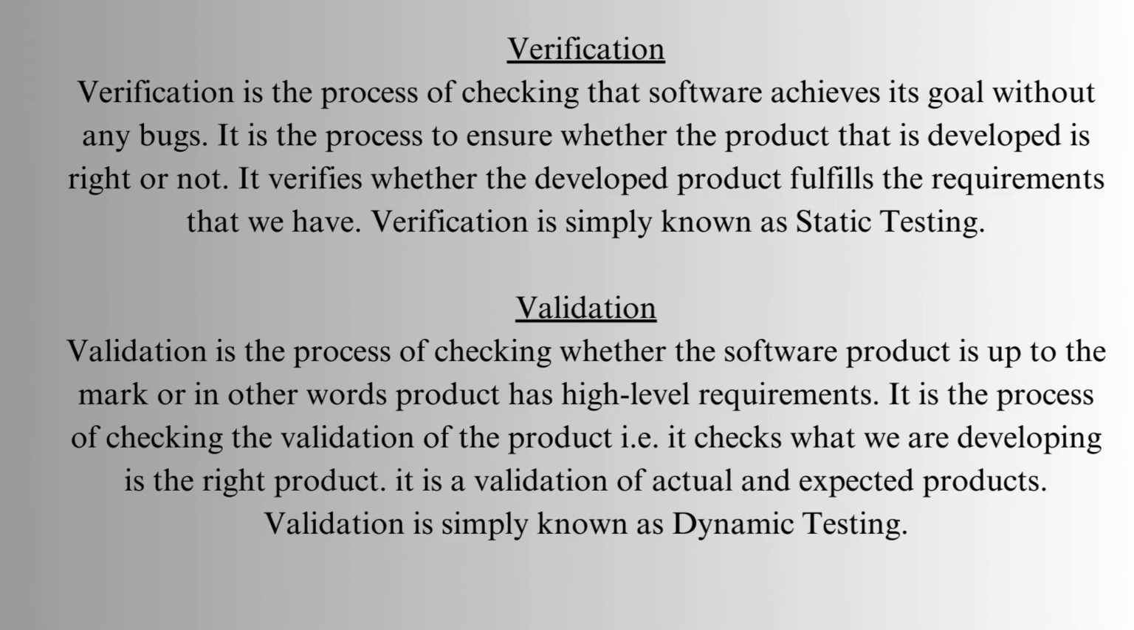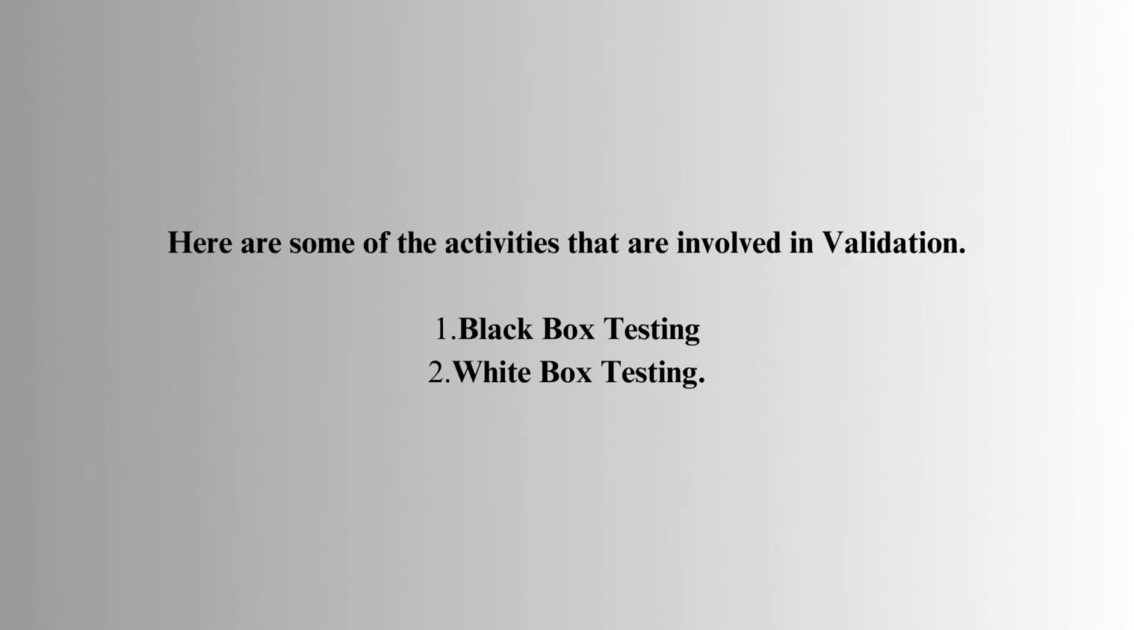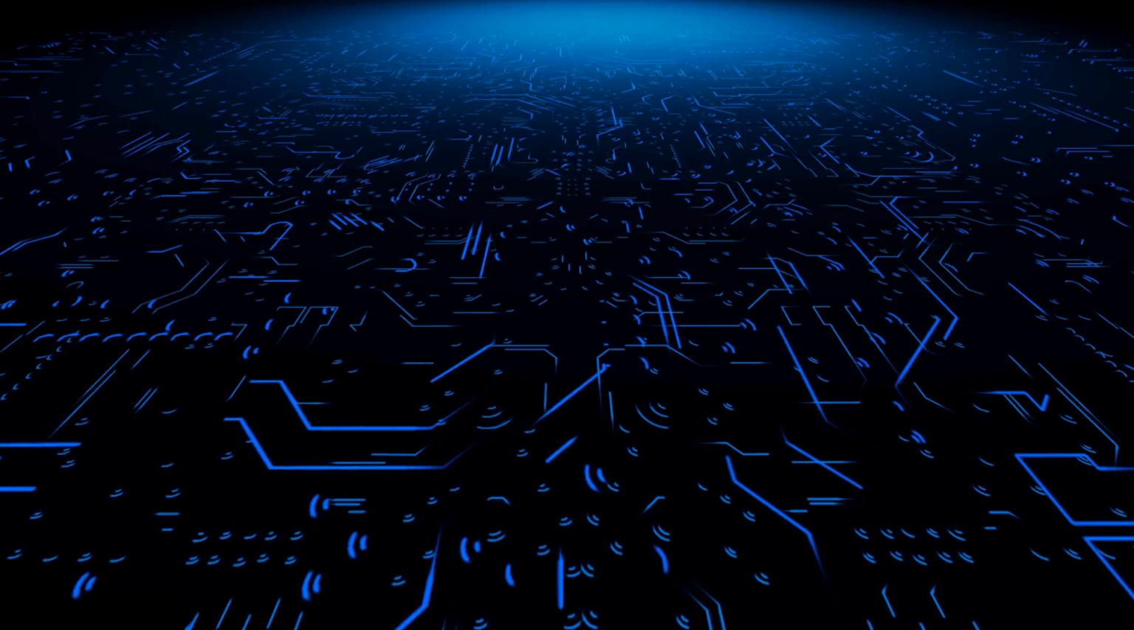Validation. Validation is the process of checking whether the software product is up to the mark, or in other words, product has high-level requirements. It is the process of checking the validation of the product, i.e. it checks what we are developing is the right product. It is a validation of actual and expected products. Validation is simply known as dynamic testing. Here are some of the activities that are involved in validation. Black box testing. White box testing.